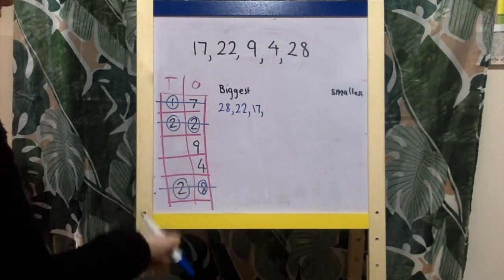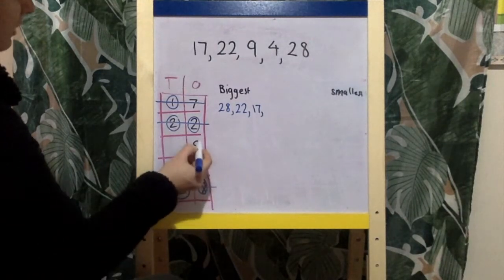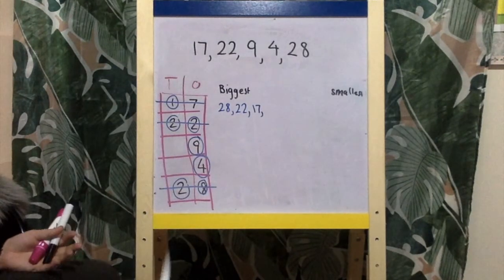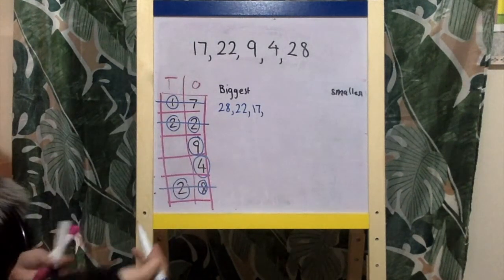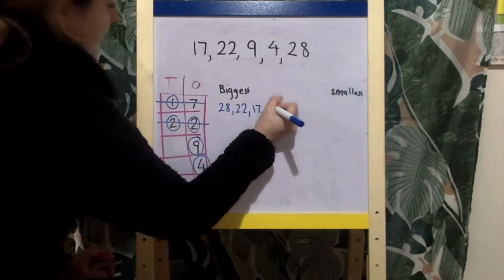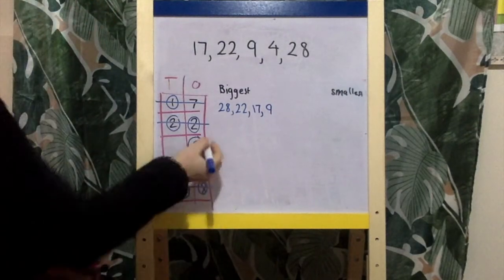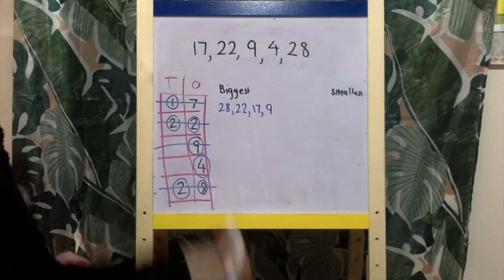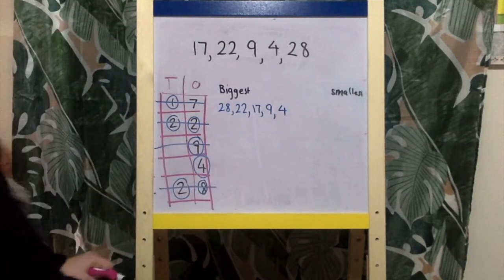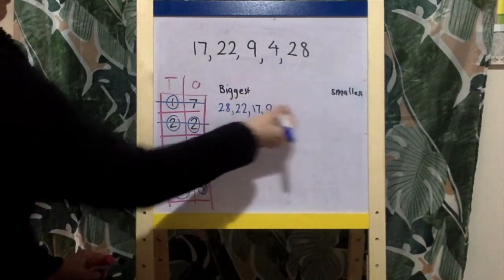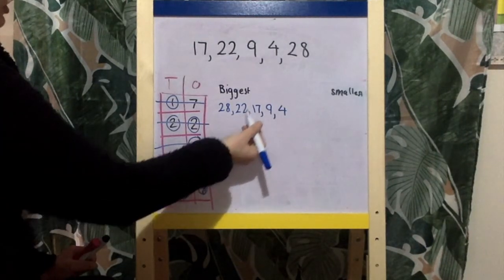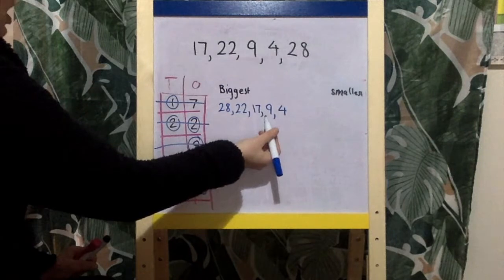Now having a look at our ones column, we've got a 9 and a 4. Which number is bigger? Which would you rather have, 9 lollies or 4 lollies? I'd rather have 9 lollies. So 9 is the next biggest number. And the smallest number we've got there is 4. There we go. We've gone from biggest to smallest. 28, 22, 17, 9, 4.